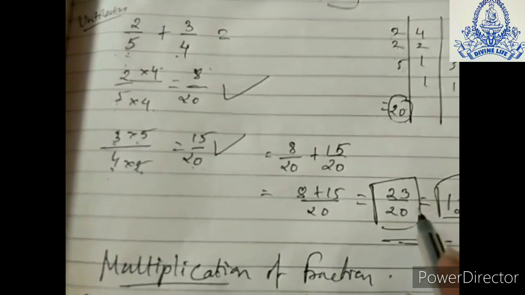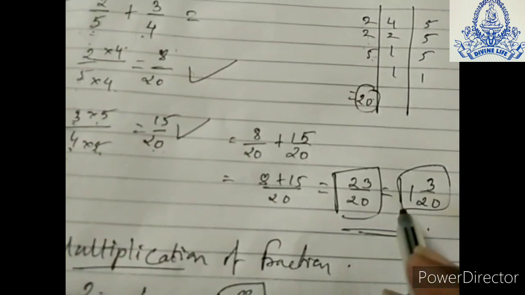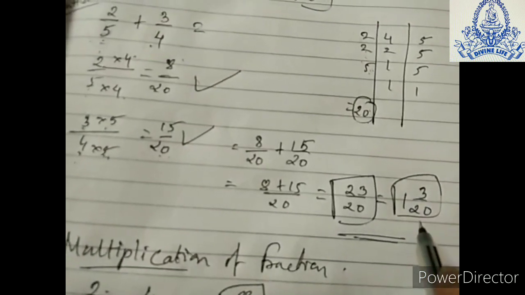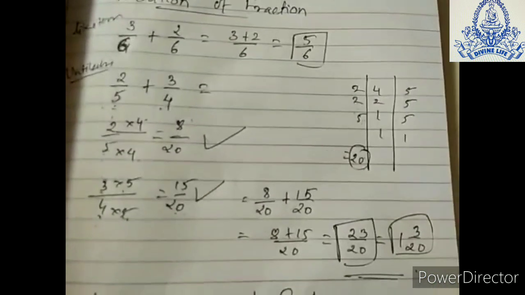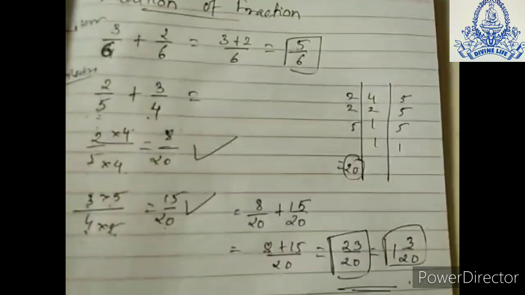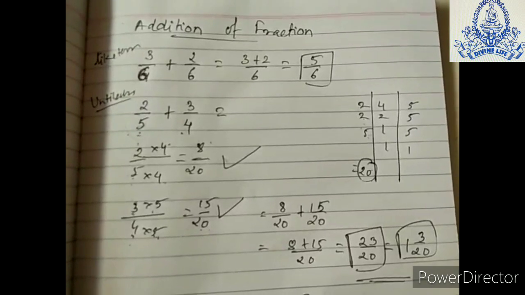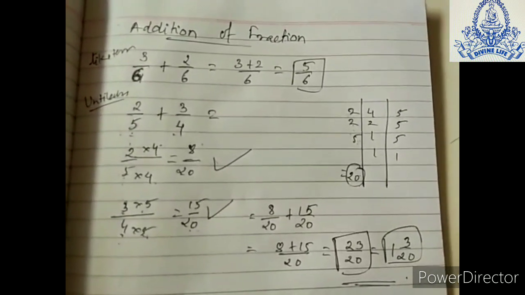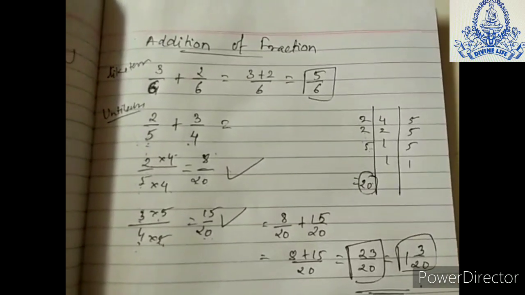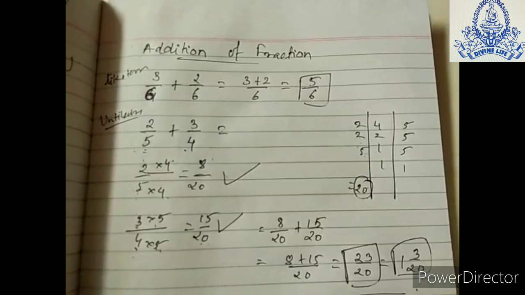And you can see that the numerator is greater, so 1 is 20 and 3 is the remainder upon 20. It is formed in a mixed fraction. So this kind of answer you can get after solving by the LCM method. This is the addition of a fraction. Same way, for subtraction also you have to do the same method. No different method will be there for subtraction of fraction also.